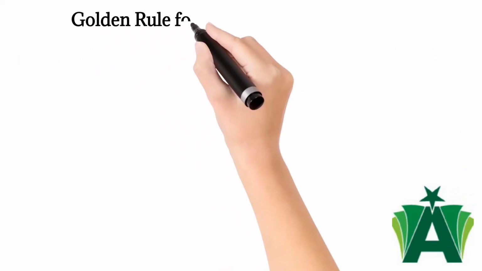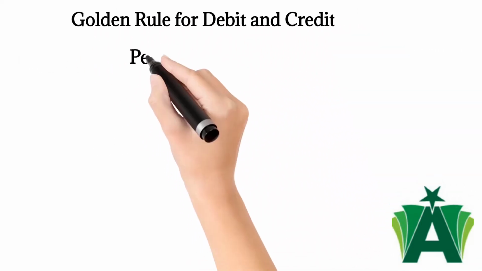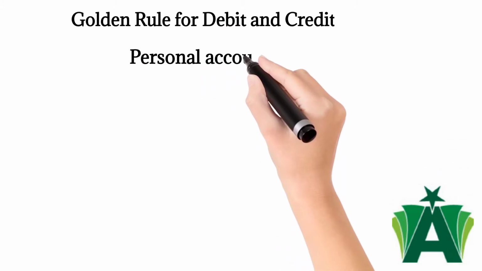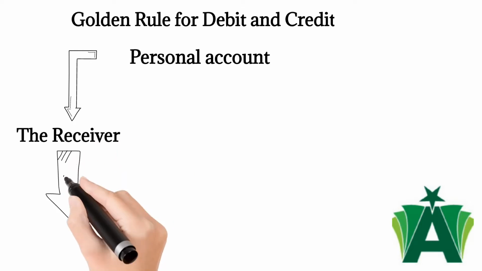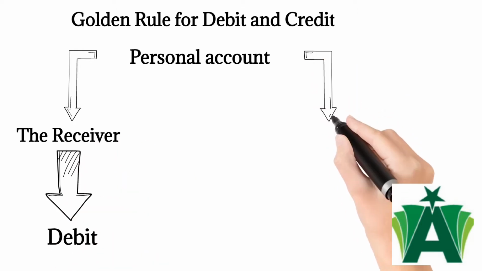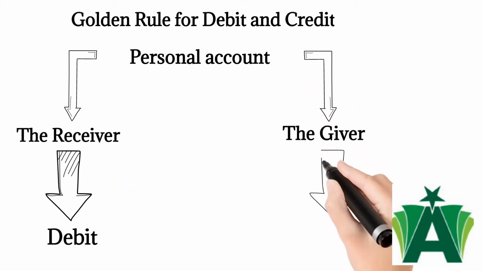Golden rules for debit and credit. According to the personal account, debit the account of the person who receives something, and credit the account of the person who gives something. That means the receiver is debit, and the giver is credit.